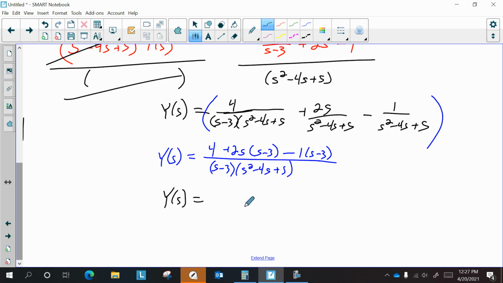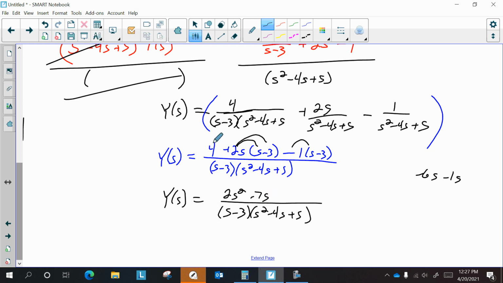So Y of s with a common denominator of s minus 3 times s squared minus 4s plus 5. If we look at the top, we're going to have a 2s squared there. We're going to have a minus 6s and a minus 1s, so minus 7s. We're going to have a 4 here and a plus 3 there, so plus 7. So when we combine that into a single fraction, we end up with that.